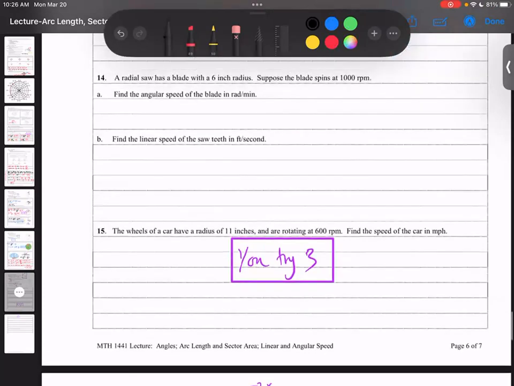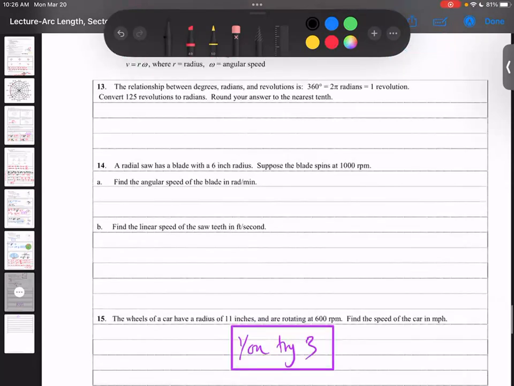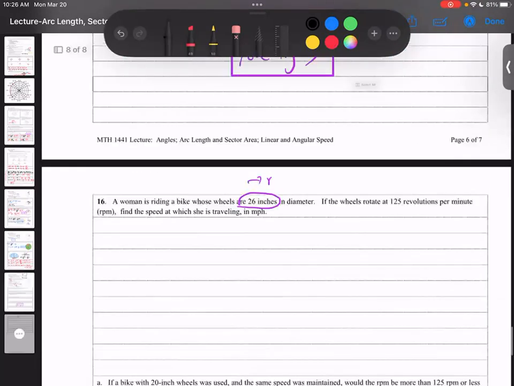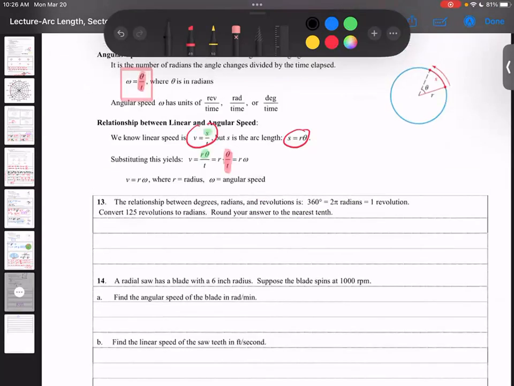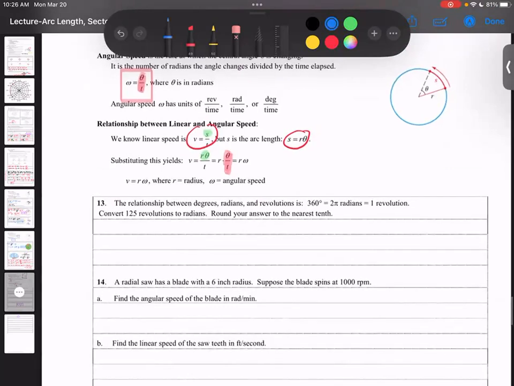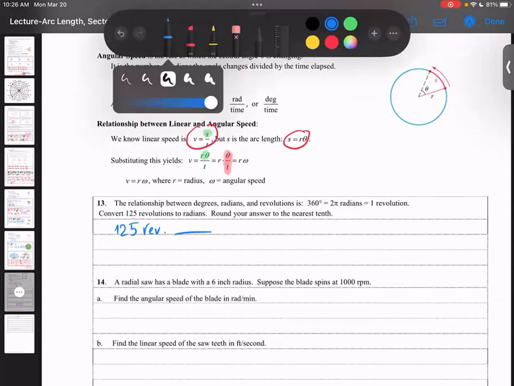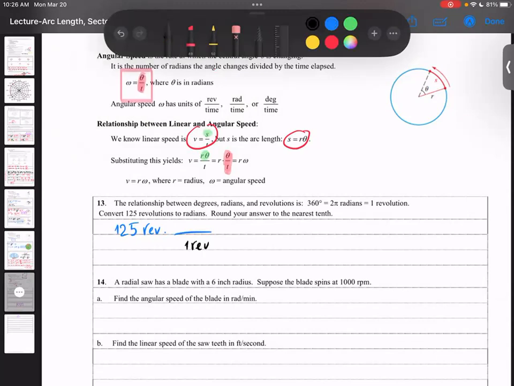Let me give you an example. Let me do number 13, then I'll let you go. And for 14 and 16, I'll record it once you guys have left. Convert 125 revolutions to radians. 125 rev times, remember you want radians, right? One revolution is equal to how many radians? 2 pi, thank you. So put one rev in the bottom because you want to cancel with the rev on top. 2 pi radians. Revolutions cancel. So we have 250 pi radians.